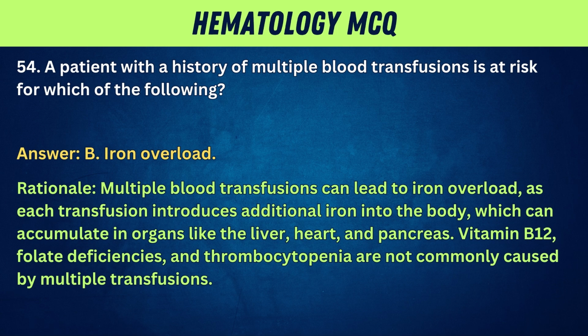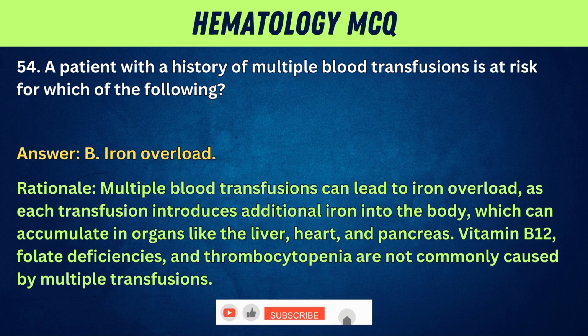Rationale: multiple blood transfusions can lead to iron overload, as each transfusion introduces additional iron into the body, which can accumulate in organs like the liver, heart, and pancreas. Vitamin B12, folate deficiencies, and thrombocytopenia are not commonly caused by multiple transfusions.